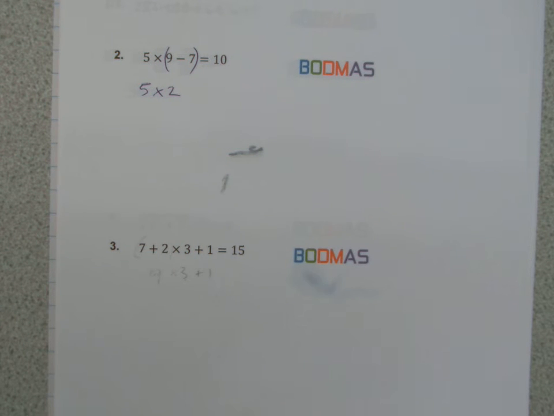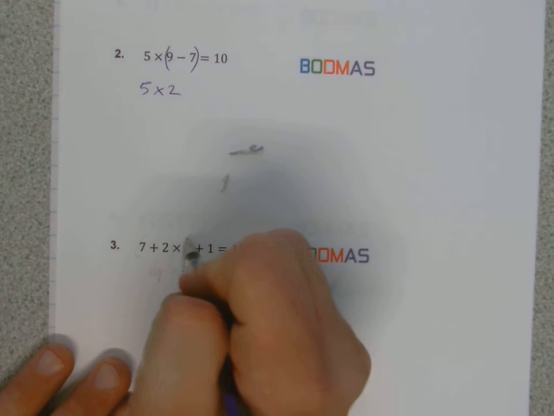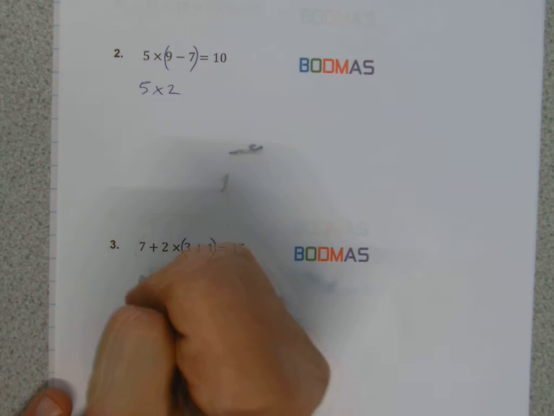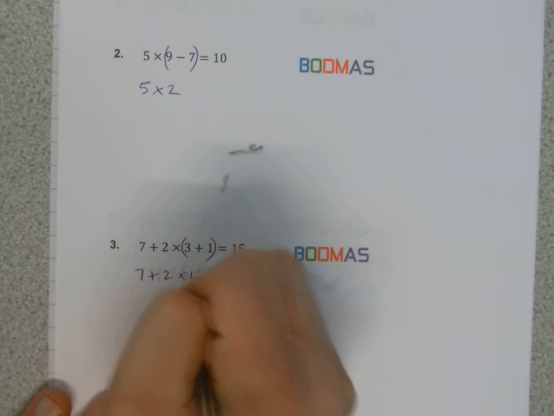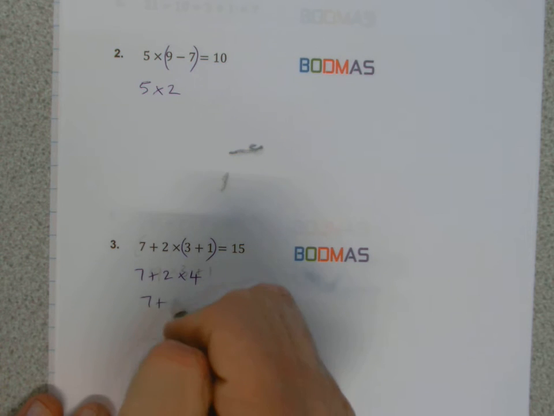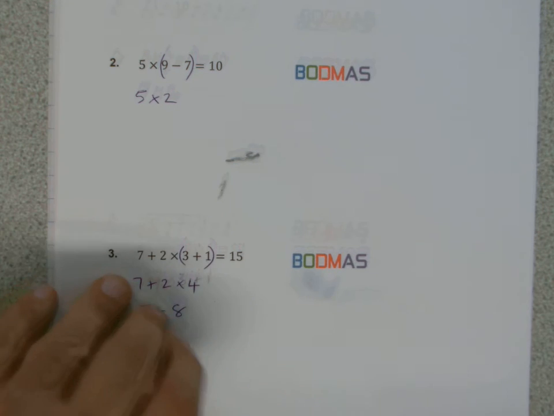And in this case, if I put the bracket around here, 3 plus 1 becomes 4. So then I have 7 plus 2 times 4. And of course this will work out because 2 times 4 is 8. So I'd have 7 plus 8, which gives me my 15 as the answer.